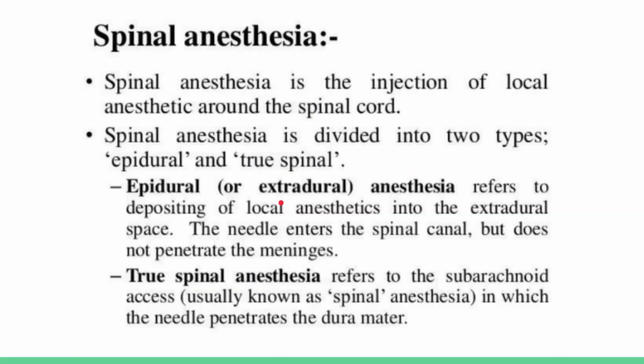This is just a recap of the spinal anesthesia. Like we said, it's the injection of local anesthetic around the spinal cord. It's divided into two types. The epidural anesthesia is what we call depositing local anesthetic in the extradural space, or epidural space. The needle enters the spinal canal but does not penetrate the meninges. Okay? So there is no penetration of the meninges. It is just on top of the dura mater and beneath the vertebral canal. Whereas true spinal anesthesia, what we called spinal block, here we have a subarachnoid axis. We are actually depositing the local anesthetic into the subarachnoid space, usually known as spinal anesthesia, in which the needle penetrates the dura mater. Okay?